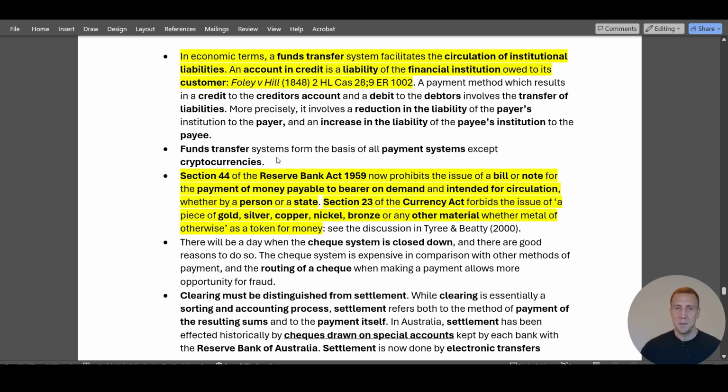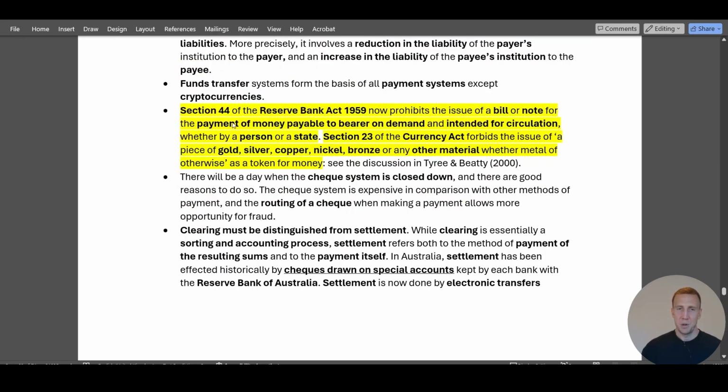Funds transfer systems form the basis of all payment systems except cryptocurrencies. We've got Section 44 of the Reserve Bank Act here in Australia, which prohibits the issue of a bill or note for the payment of money payable to bearer on demand and intended for circulation, whether by a person or a state. Now this is going to be very important. Section 23 of the Currency Act forbids the issue of a piece of gold, silver, copper, nickel, bronze, or any other material, whether metal or otherwise, as a token for money.